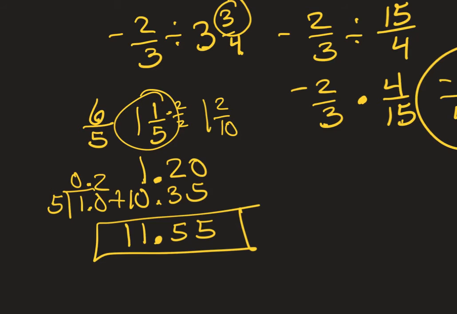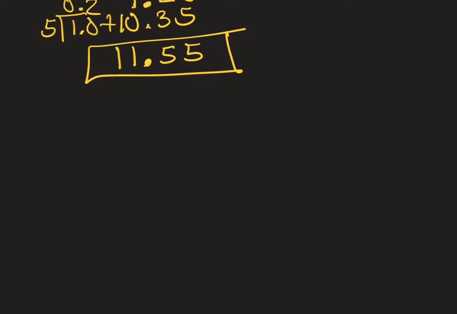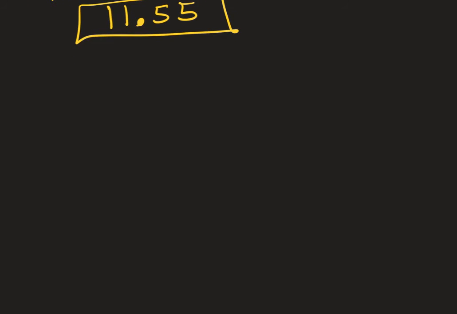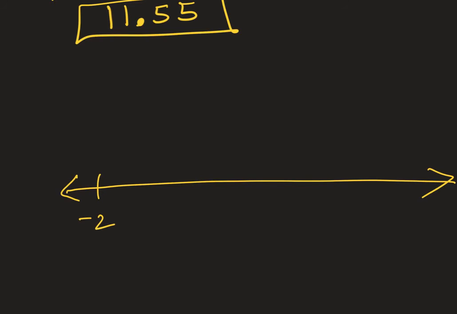The last one says to place the following fractions on the number line. So your number line counts by halves, right? So you start with a negative 2, and then you have negative 1.5, negative 1. I'm just going to mark these. Negative 1/2, 0, half, 1 whole, 1 1/2, and 2.